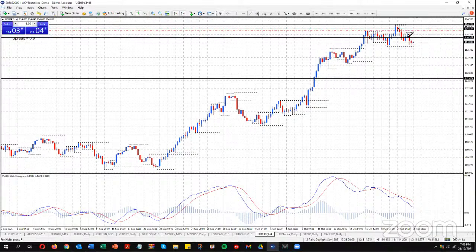What we need to do is just push down through support here. And then the conservative approach to trade this would be to wait for a rally to occur, wait for that to fall over, start to put in a lower top, and then look for an opportunity to sell on a lower time frame. So we're getting a change in trend at the moment, there on the 4-hour.